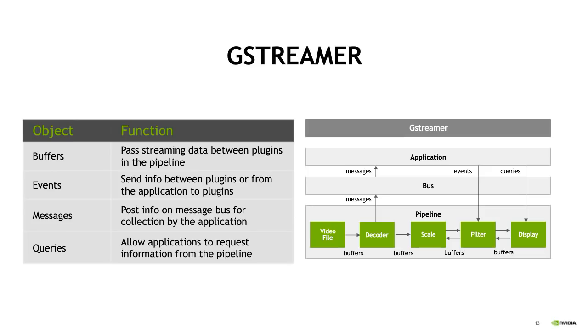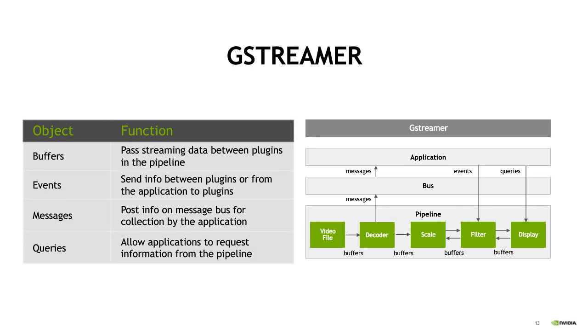So GStreamer provides several mechanisms for communication and data exchange between the application and the pipeline. So one of them is essentially buffers. Buffers pass streaming data between plugins in the pipeline. You can see in the image on the right, buffers are passing that data from the video file to the decoder, to the scaling plugin, the filter plugin, and then ultimately to a display plugin.